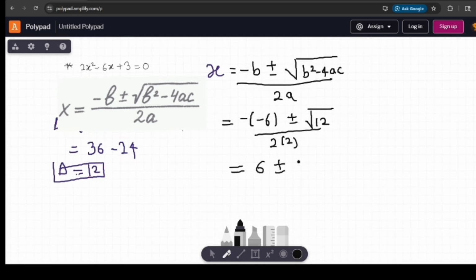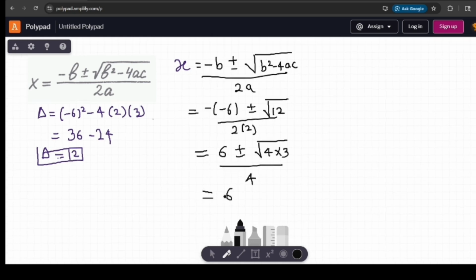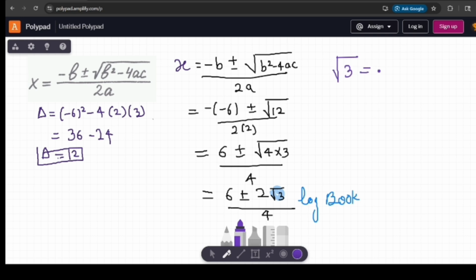Now this root 12 can be simplified as 4 3s upon 4. So now the 4 will come out of the square. 4 can be taken out of the square root and it will become 2 root 3 upon 4. Let's find the value of root 3 using logbook. So the value of root 3 is 1.732. We are going to have a separate video to learn how to use logbook.